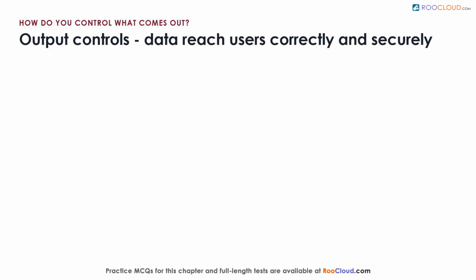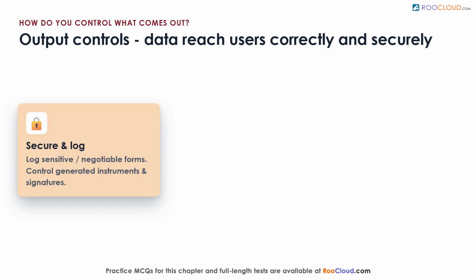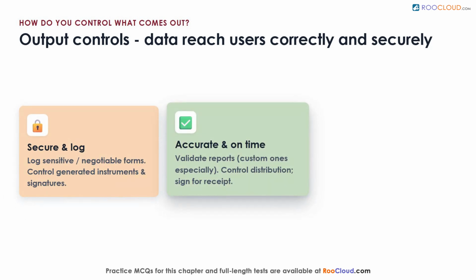How do you control what comes out? Output controls make sure data reach users correctly and securely. Log and secure sensitive or negotiable forms. Control the computer generation of instruments and signatures. Check that reports are accurate, complete, and on time. Remember, even good data can produce a misleading report. So validate reports, especially custom ones.